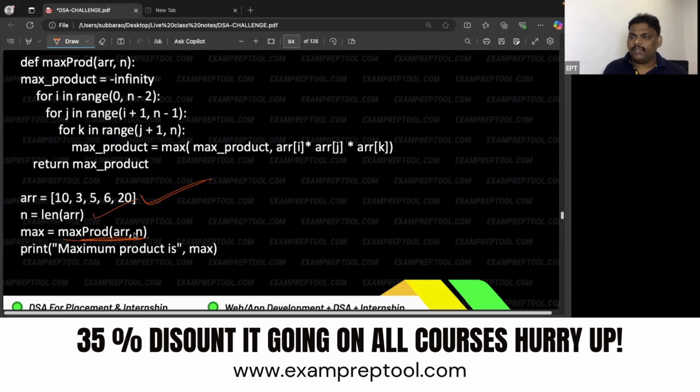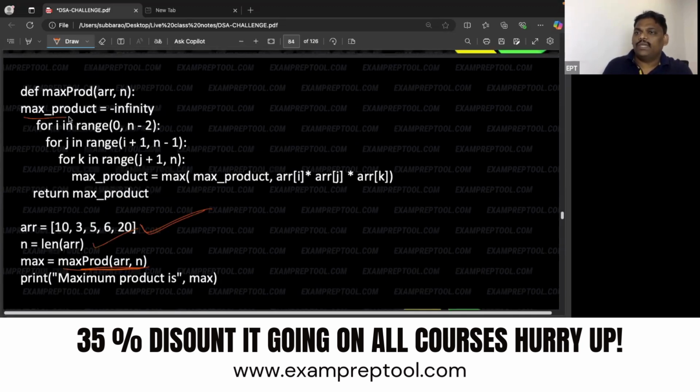By passing that array, call the max function. So what you do here is take one local variable, max product, which is minus infinite, because you want a maximum. Then three loops are going on.